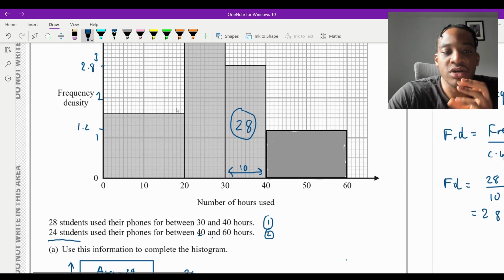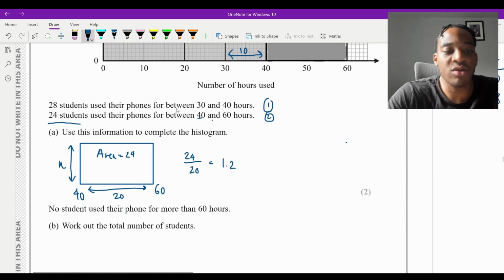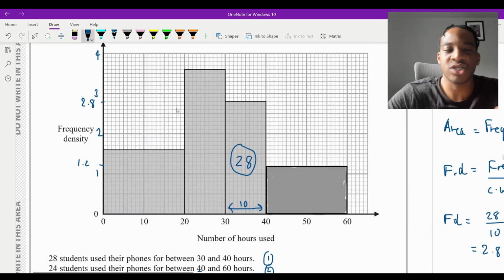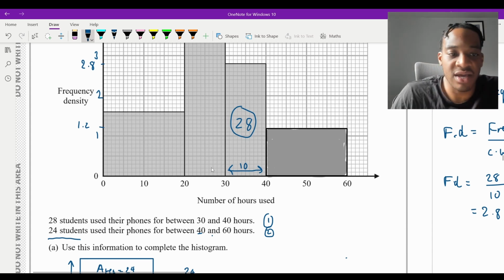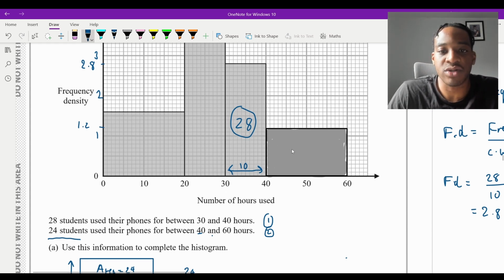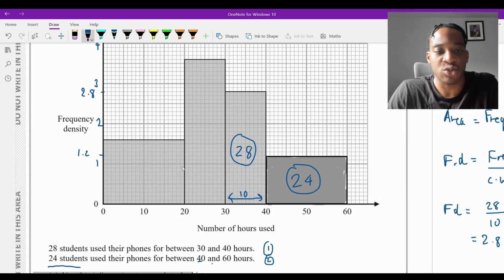Okay, so that means that our histogram is complete. If we want to work out the total number of students, again, we just need the frequencies of each of these bars. So how do we do this? It's just rectangles. We're just going to find the area of each of these and then add them together. But we do know that the third one was 28, given to us, and the fourth one is 24. So I'm going to put 24 here because we know that. So we just need to work out these two, which is not too bad.